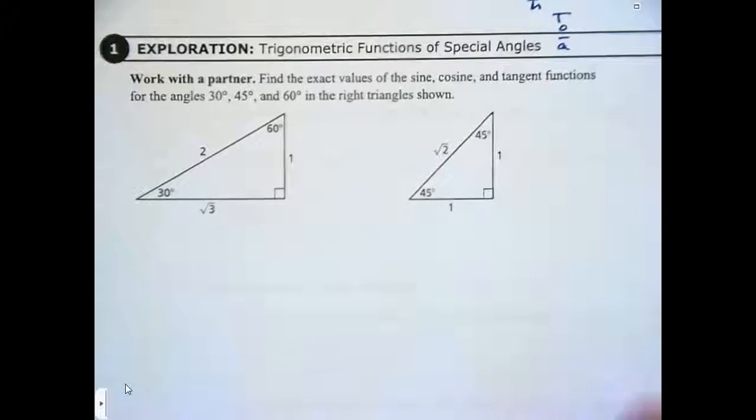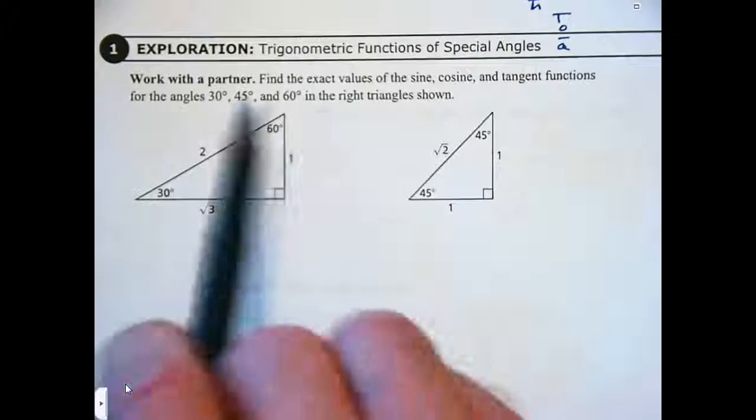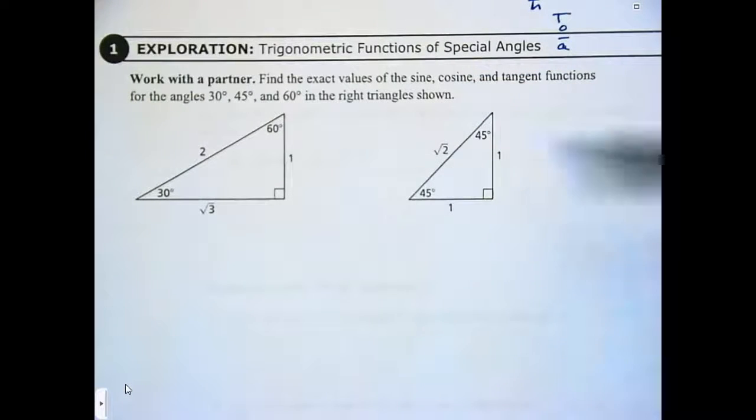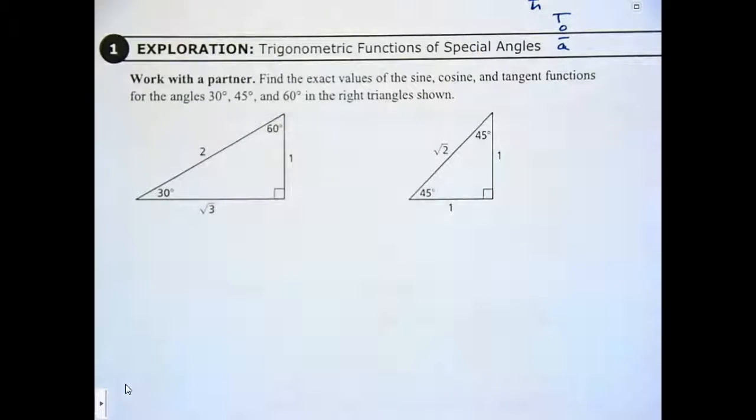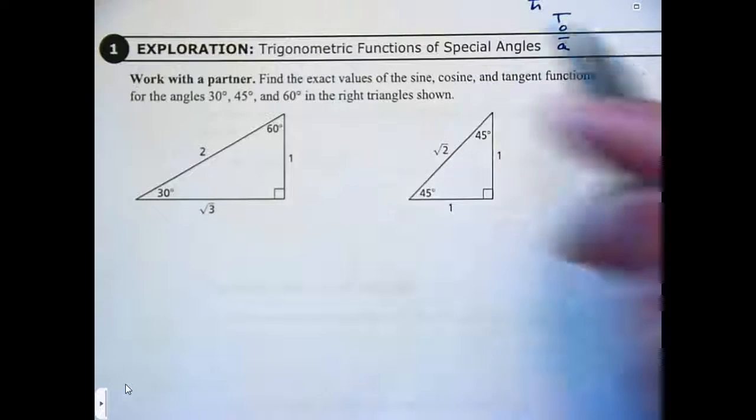Okay, what I'd like you to do is take a look at exploration number 1. Find the exact values of sine, cosine, tangent functions for the 30, 45, and 60 degree angles.